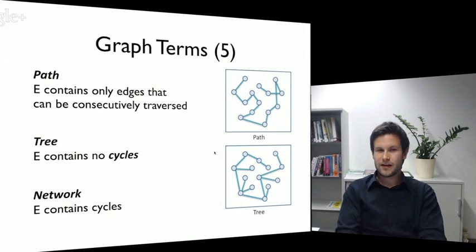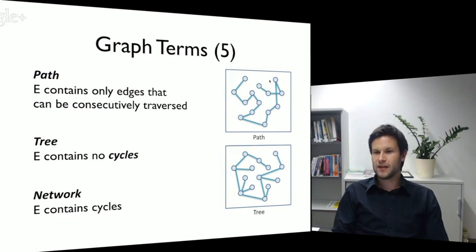Then there is something like a path. This is very intuitive. A path contains only edges that can be traversed. So if we want to go from this node on the left to the node on the right, then we need to follow the path. And this is what the GPS navigation system is doing. It just tries to find the shortest or the fastest path through the network.